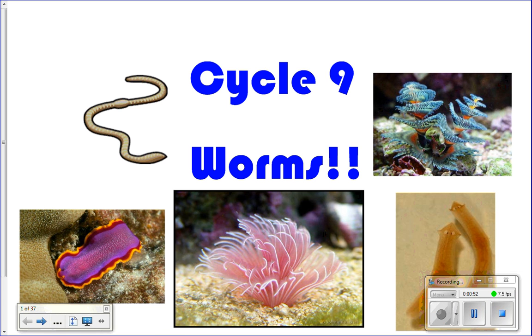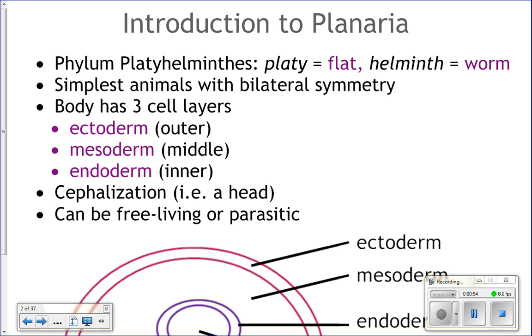Okay, so we are in phylum Platyhelminthes. Okay, platy is flat, helminth is worm, so these are flatworms. And flatworms, they are the simplest animals that have bilateral symmetry. Do you remember what bilateral symmetry is? Good. One way to split them in half and get mirror images. Okay, so this is the first phylum that we've started talking about that actually has bilateral symmetry.